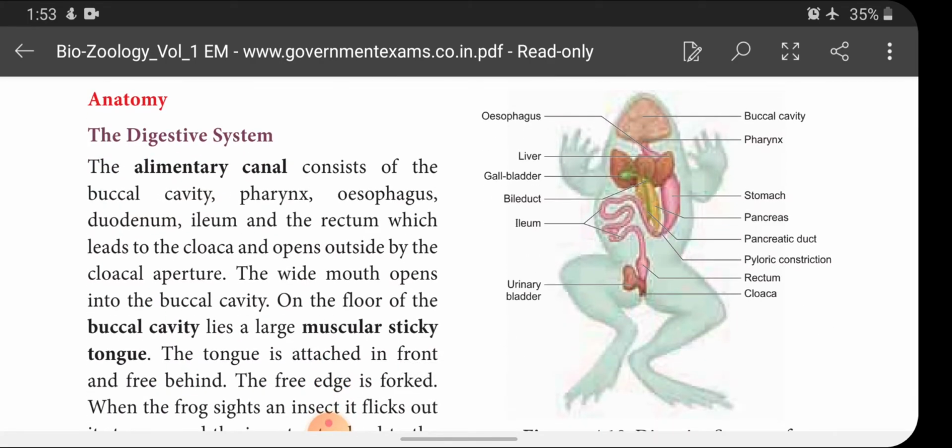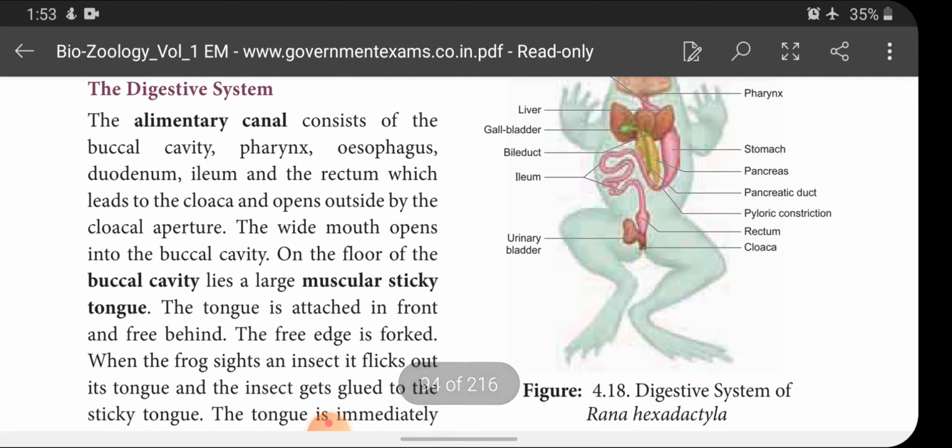Next we are going to see about anatomy. In anatomy, first we will see the digestive system. The alimentary canal consists of the buccal cavity, pharynx, esophagus, duodenum, ileum and rectum, which leads to the cloaca and opens outside by the cloacal aperture.